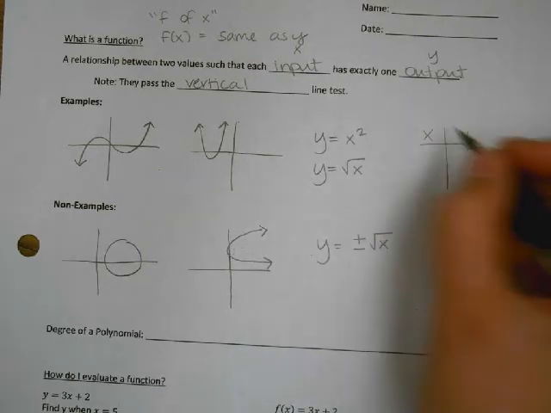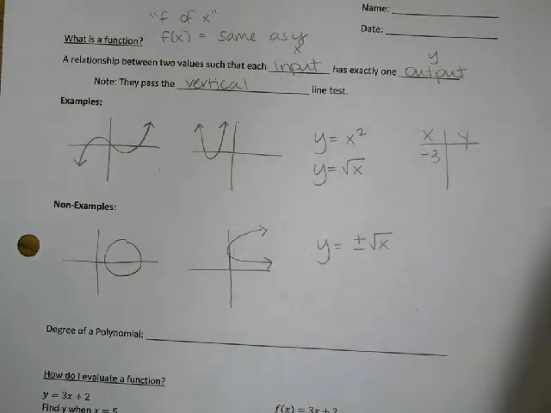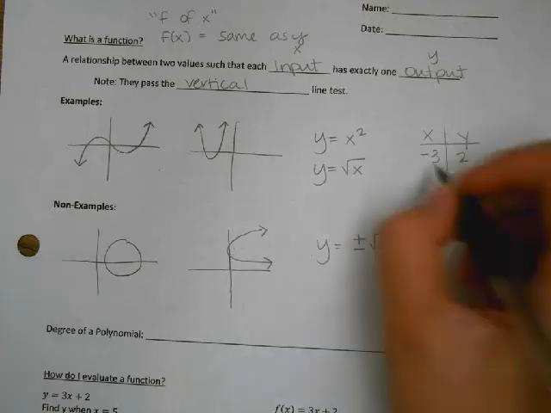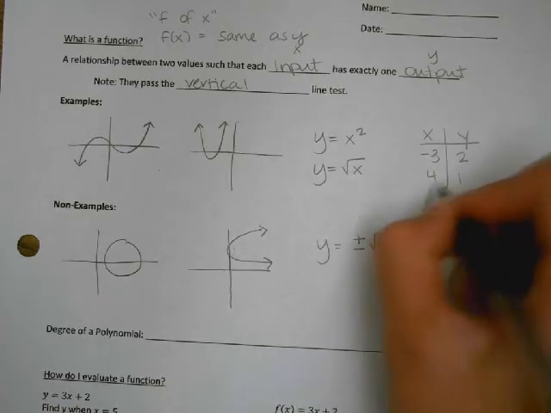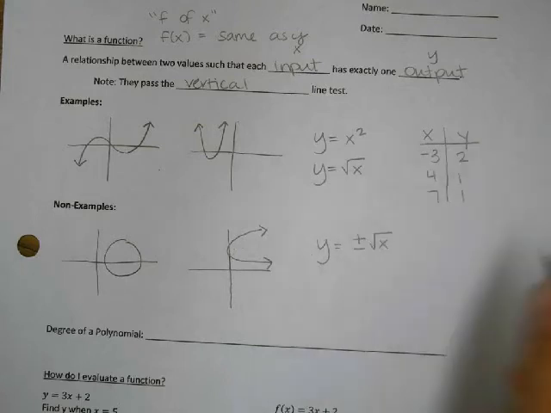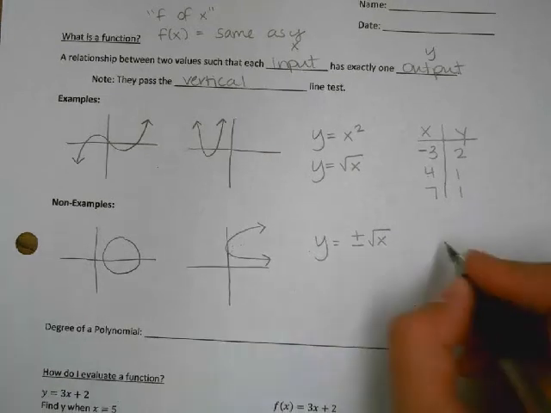we might see something like -3. If I plug in -3, I get 2. If I plug in 4, I get 1. If I plug in 7, I get 1. This is okay because it's predictable. If I plug in 4, I know I'm going to get 1 every single time.